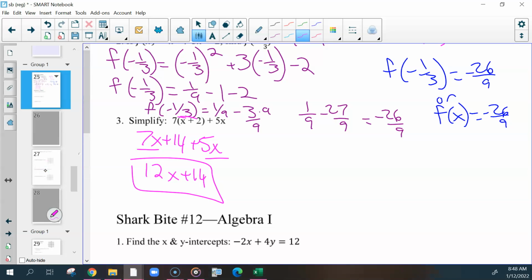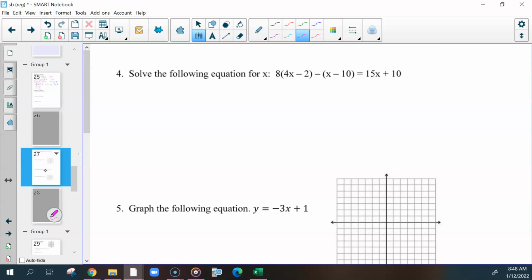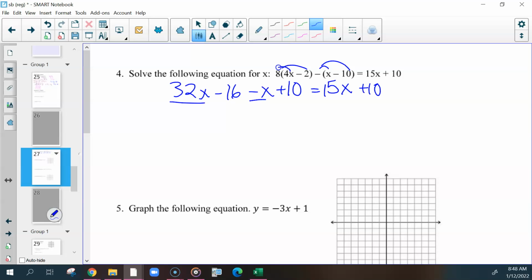On the back, we needed to solve number 4 completely. So distribute twice. We have 32x minus 16 minus x plus 10 equals 15x plus 10. Combine your like terms. That will give us 31x and negative 6.